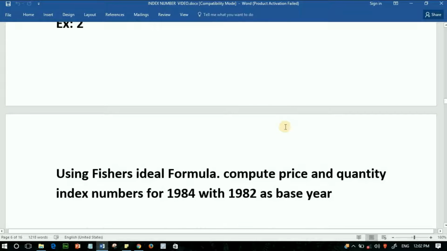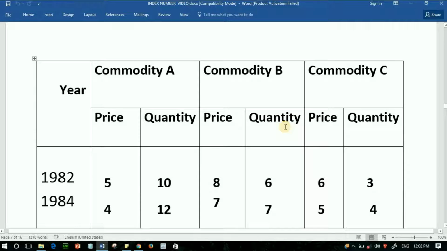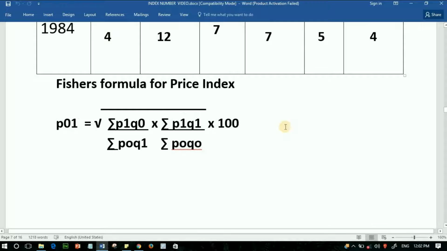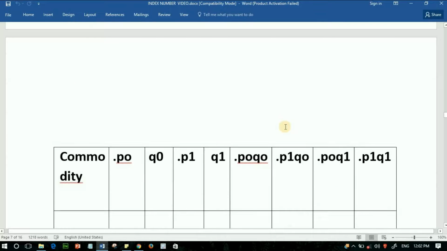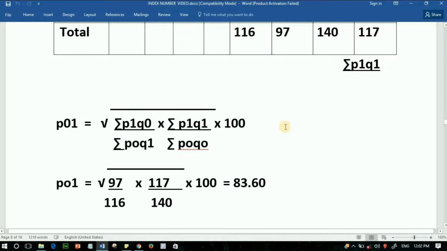Another example: we are going to find out the price index number and the quantity index number at the same time for 1984 with 1982 as the base year. So here 1982 is the past, so we take its price as P0, and the 1984 price as P1. Similarly, the 1982 quantity as Q0 and the 1984 quantity as Q1. We arrange these in a new table, and we get the formula like this. When we apply this formula, we get the answer 83.60.